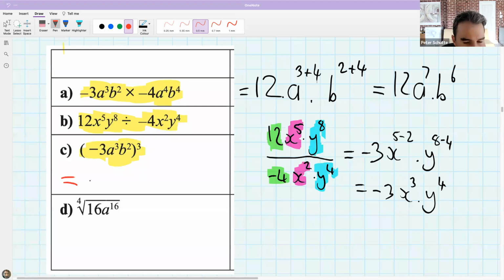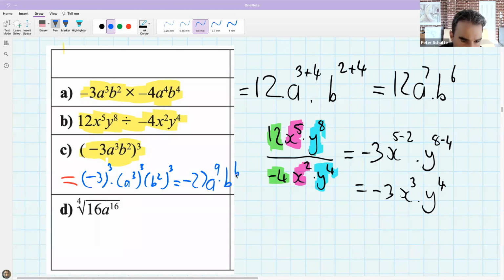I'm not sure if I'm completely right, but I did it my own way, where I just put every number in their own brackets and put it to the power of 3. And the answer I got was -27, a to the power of 9, b to the power of 6. Okay, so I totally agree. Basically, what you've said is you put everything that was there in a bracket, and then you applied the 3 to each one. And you got -27, a to the 9, b to the 6, which is perfect.